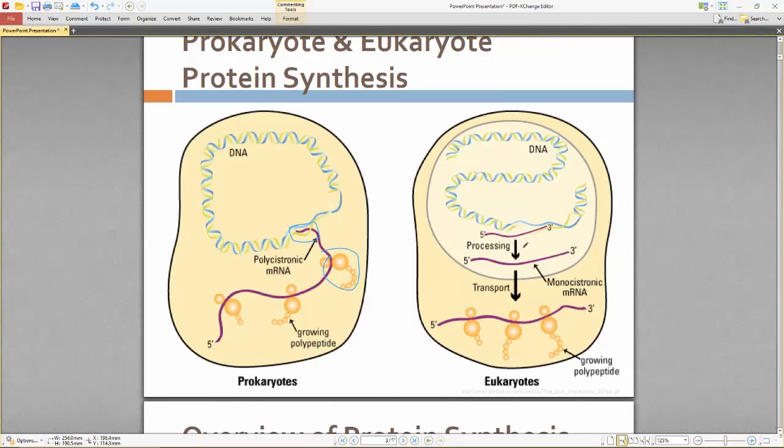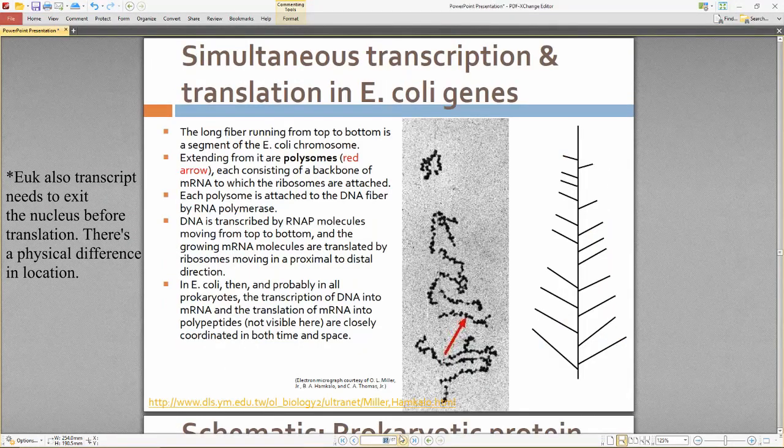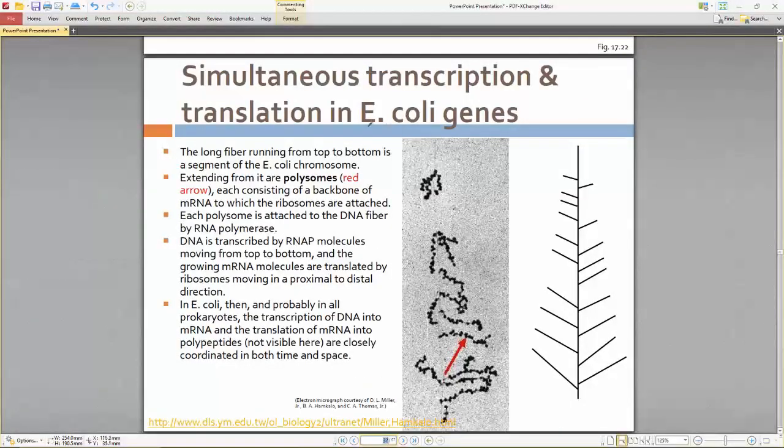In eukaryotes, before the processing stage, if this step is transcription and this step is translation, transcription and translation can't happen at the same time because the transcript has to be processed before it's ready for translation. So this is a big difference in eukaryotes and prokaryotes. Prokaryotes can simultaneously transcribe and translate.